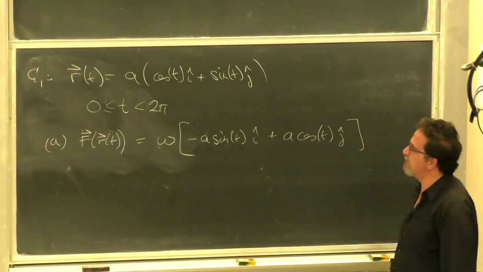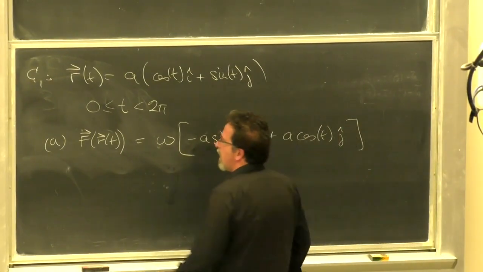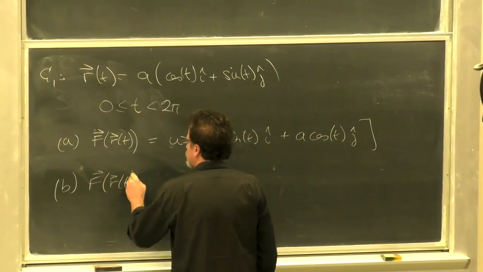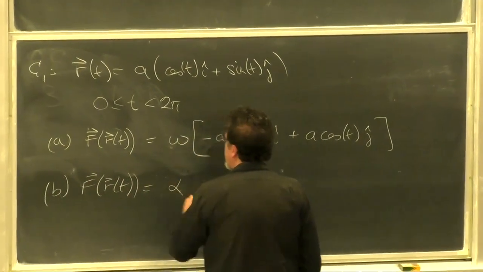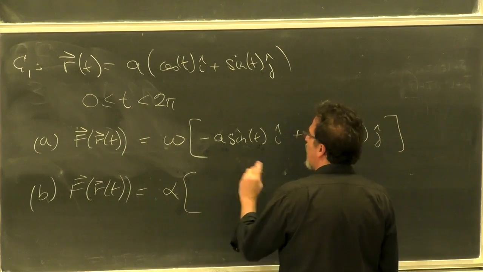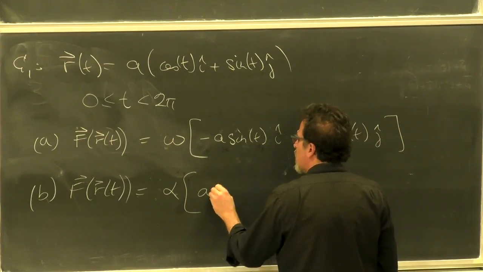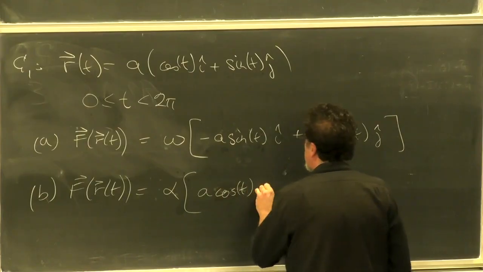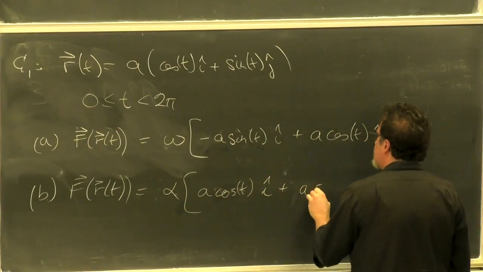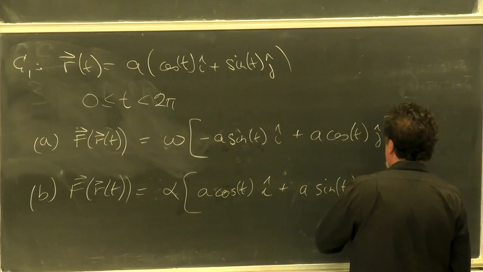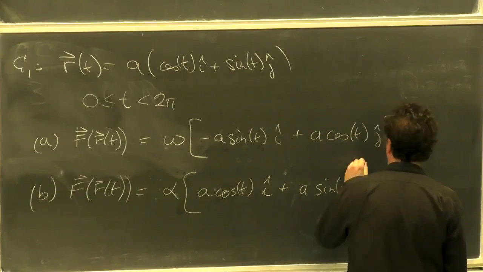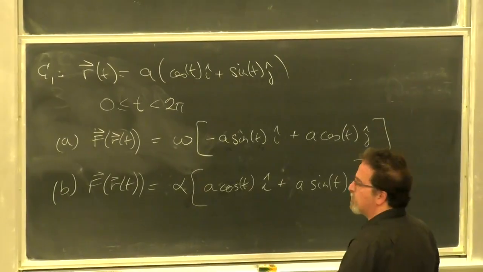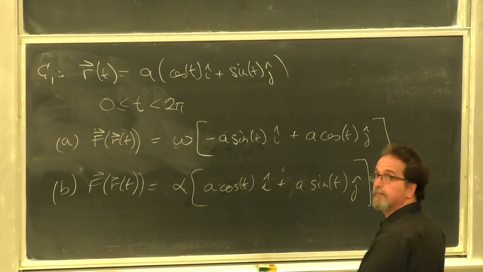So all I'm doing is evaluating that vector field on the curve. And for part B, f of r of t for the second vector field, well, that's alpha, and I have x i hat, which is a cos t i hat, plus a sine t j hat. So this is x i hat plus y j hat, which is the second vector field. And I'm sorry I split boards. I came across the room for those of you watching at home. Sorry.